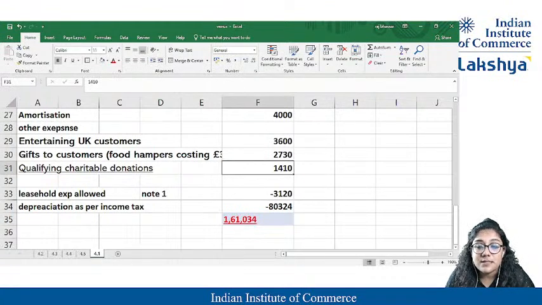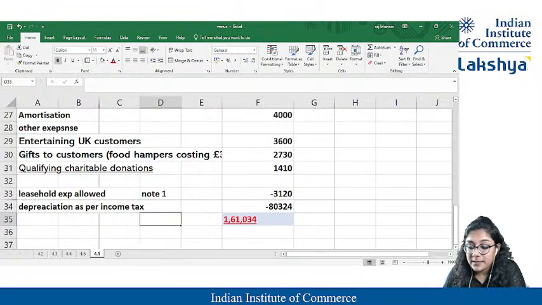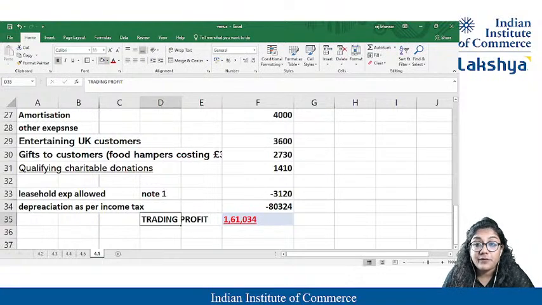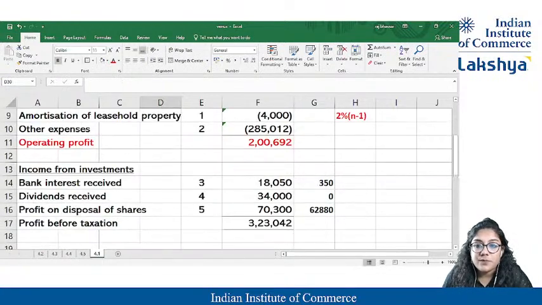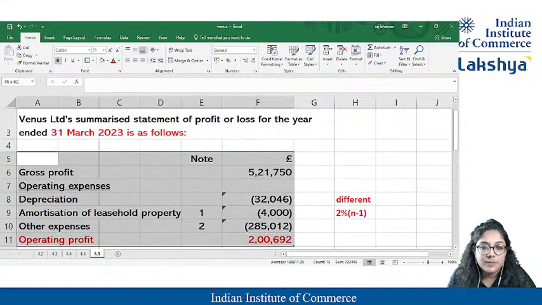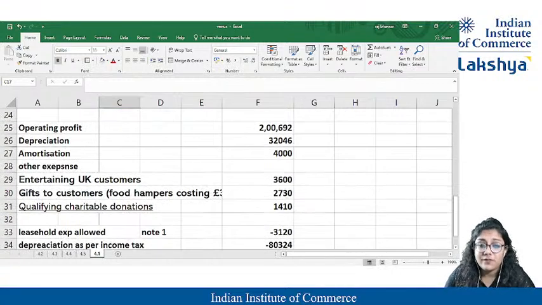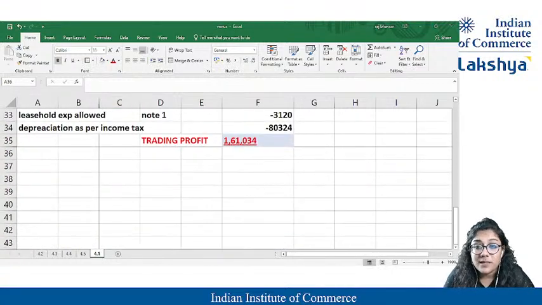Is everyone getting this as a trading profit? So yes, students, this is my trading profit. But the trading profit alone is not enough. I have to find out something else also. So what is it, ma'am? Up till now you have just calculated this much portion. Now banks, investments and all are supposed to be calculated. So what is the first situation, ma'am?